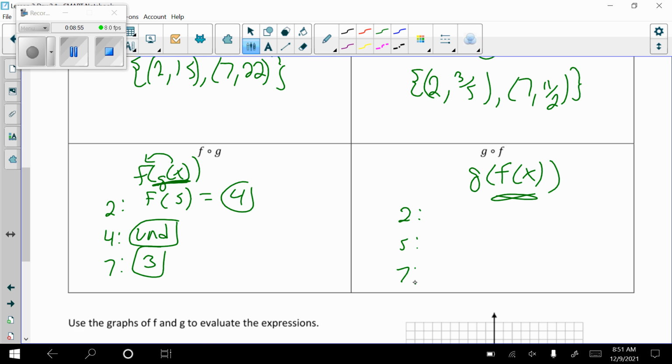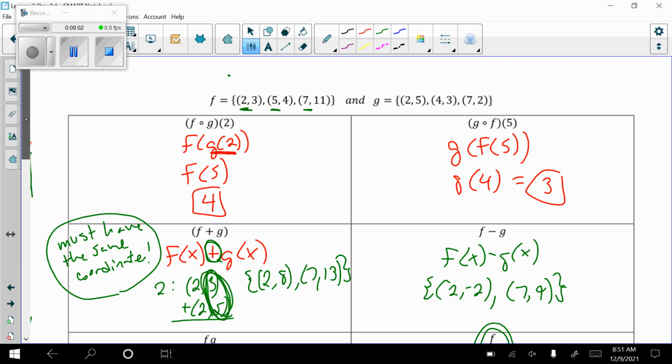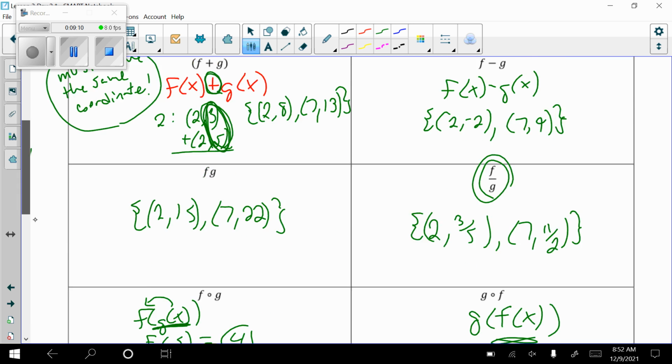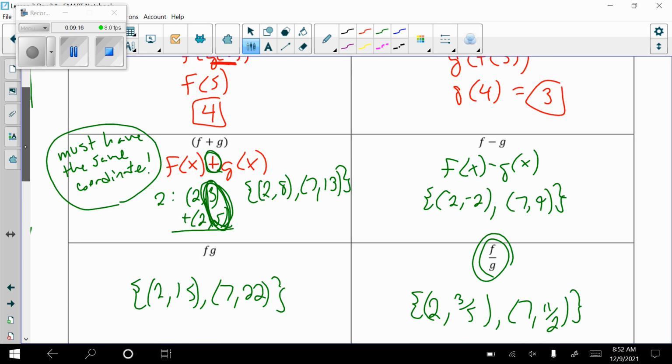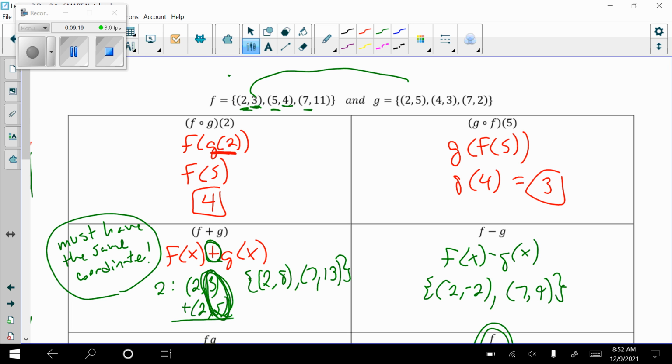Okay, so now I'm going in the opposite direction and sticking it in g of x. So for 2, let's see, 2 is 3. My y coordinate is 3, so I'm going to plug in 3 over here. Oh, but I don't have a matching one, so I'm going to stop and say undefined. Okay, let's do it again. So 5, let's see, what's my y coordinate for 5? My y coordinate for 5 is 4, so I'm going to find the matching 4 point over here, right here. So my answer is 3.